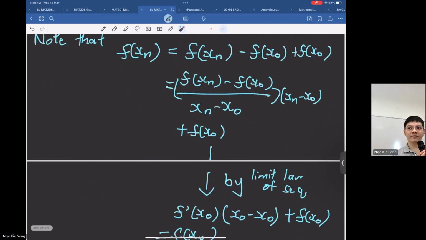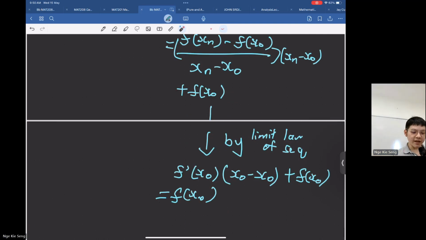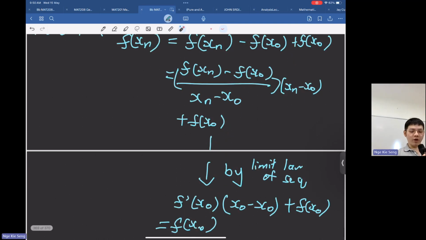Okay, so you see, all we use here is what we have learned already. Just what we have learned. We just look at the limit of a different sequence, a special sequence, which is the secant.